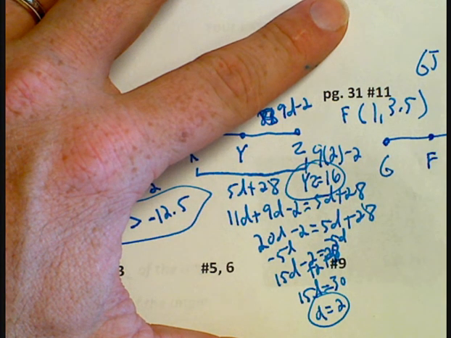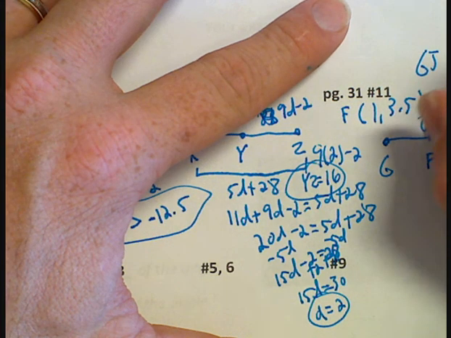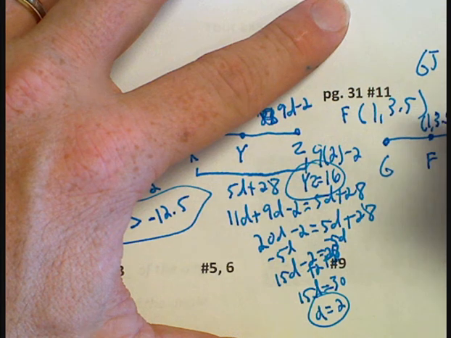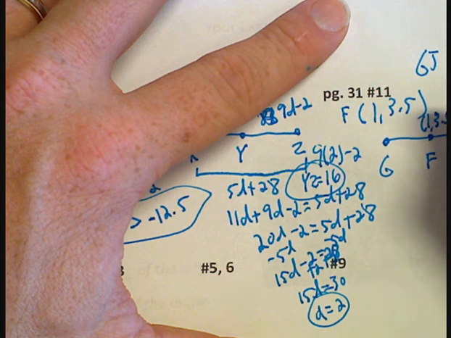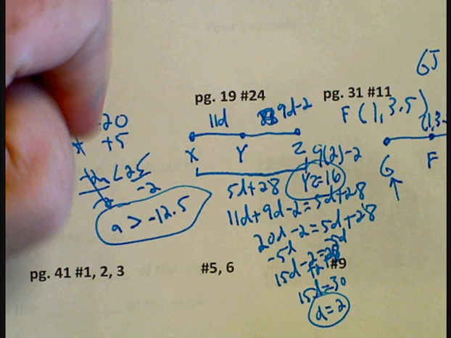So F is 1, 3.5. J has coordinates 6, negative 2. So we need to find G.